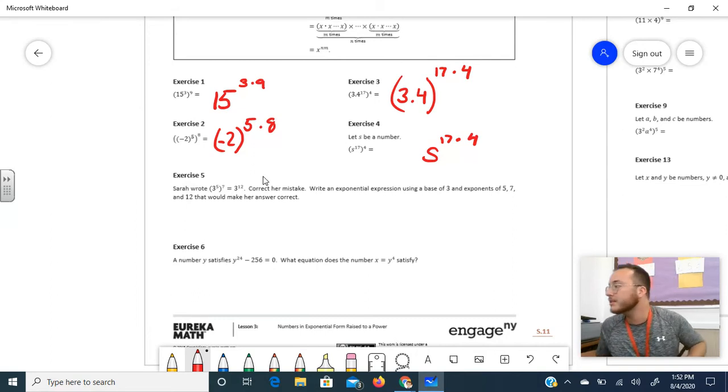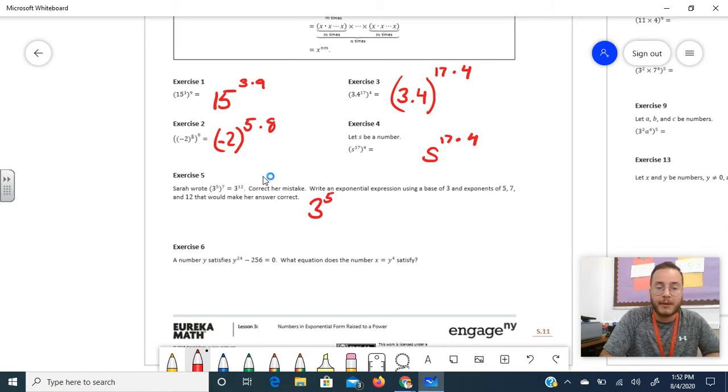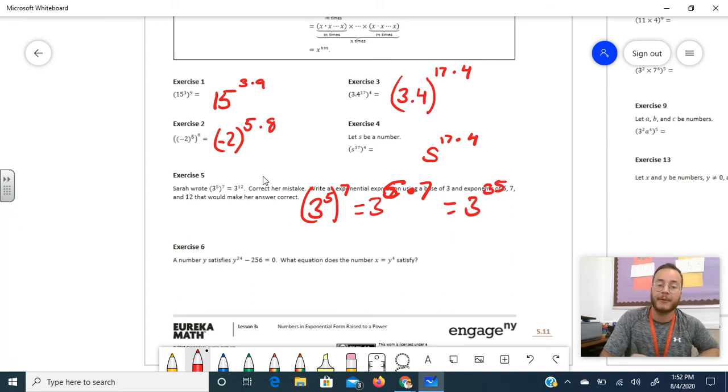So what did you notice that she did wrong right away? Well, she did 3 to the 5th power to the 7th power should equal 3 to the 12th. Why do we know that's wrong? Because I just said if you have an exponential notation raised to the 7th, raised to any other power, it should be 3 to the 5th power times 7. So it's 3 to the 35th power.